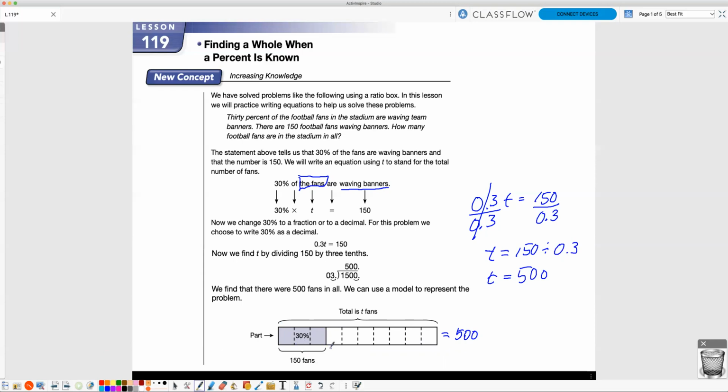Now you could also find the number of those who did not wave banners, but that's not what the question asked. The question simply asked how many fans are in the stadium.